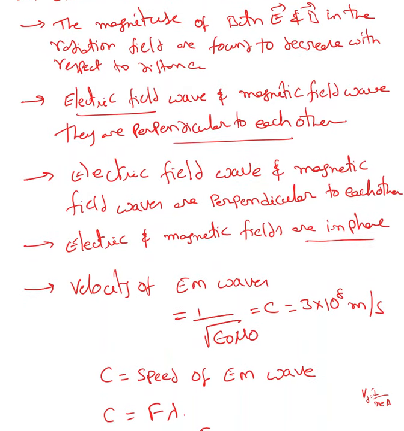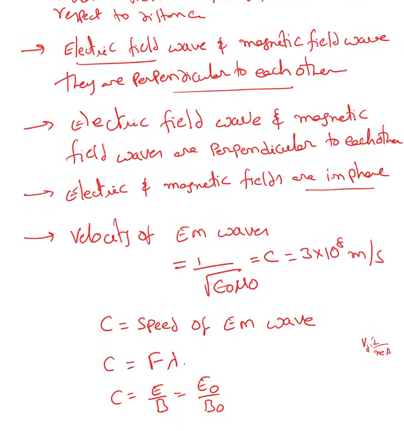Now, another important point: the velocity of an electromagnetic wave. There is a big derivation in the textbook. I'm not going over it, but I recommend you go over it. I will not ask any question on it in the exam. But the velocity of the EM wave is 1 over the square root of epsilon naught times mu naught. We indicate it with c, the speed of light, which is 3 times 10 to the power of 8 meter per second.